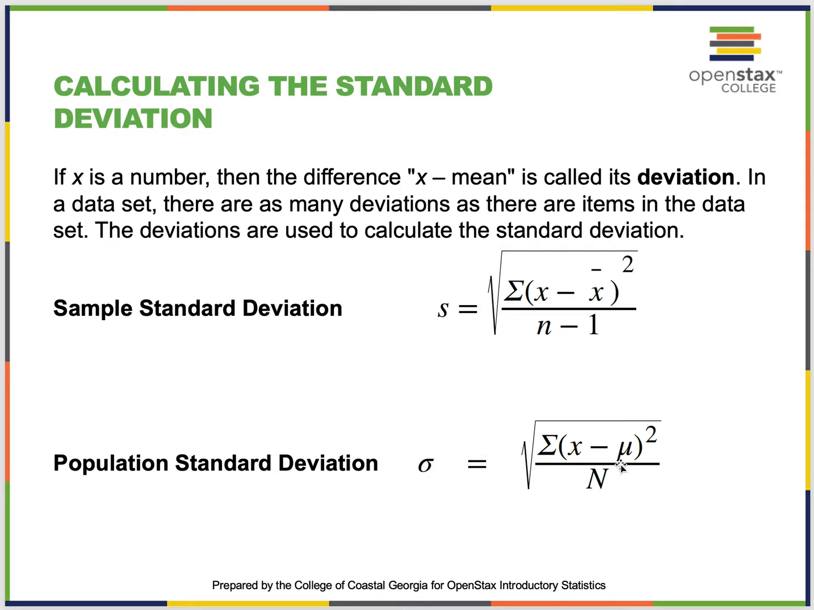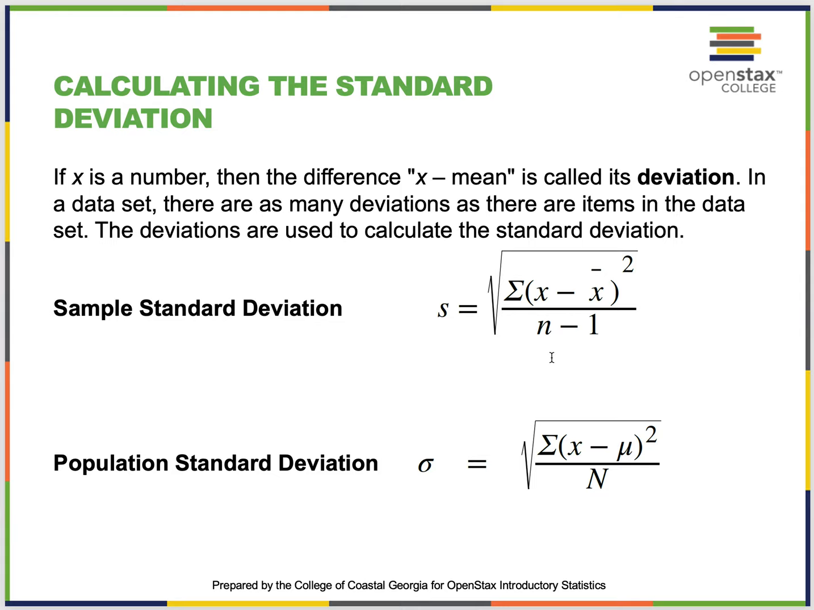We want to make it positive. Statisticians square everything to make it positive. You could also take the absolute value and have mean absolute deviation, but it's not important in statistics because the standard deviation is so important to the normal distribution. We only really use standard deviation. So x minus the sample mean squared, add them all together. Now you don't divide by n. We divide by n minus 1 because it's a sample.